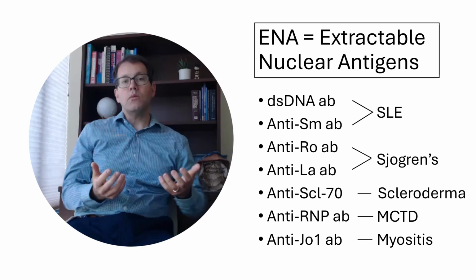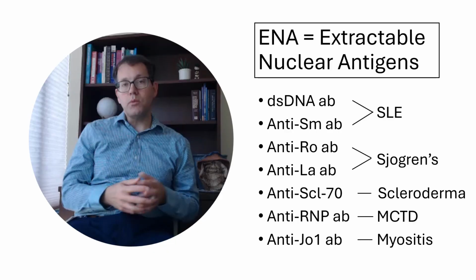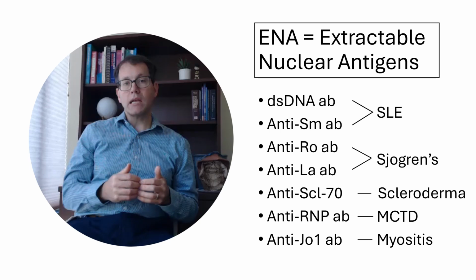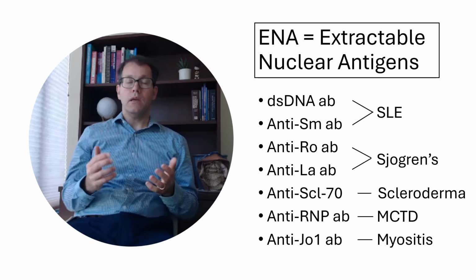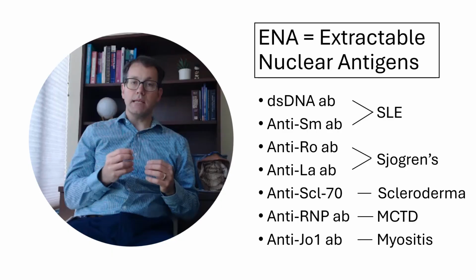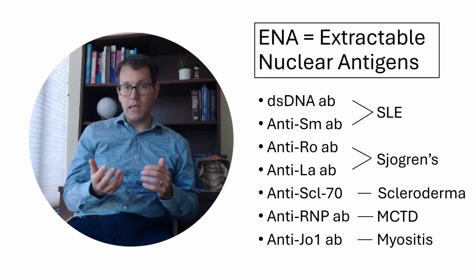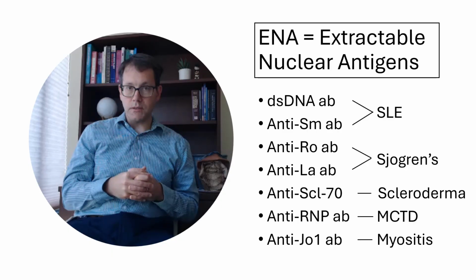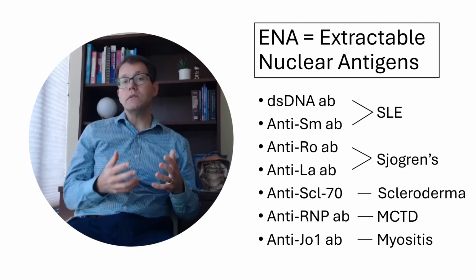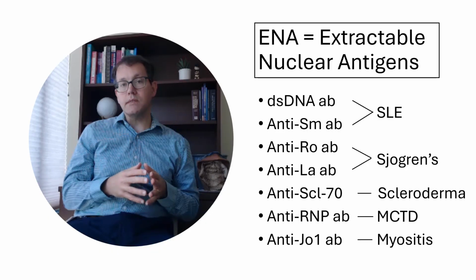One of the ways that we will define this group of antigens is an ENA panel. That stands for extractable nuclear antigens. In other words, these are antigens found in the nucleus that we can isolate and see if you have antibodies to that particular antigen. Again, the reason these are helpful is that these often associate with a specific disease.